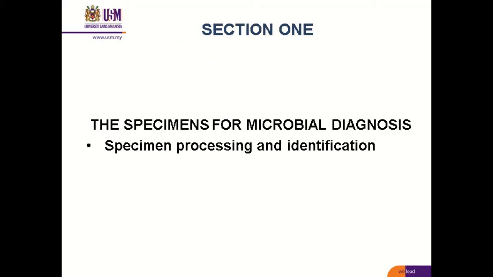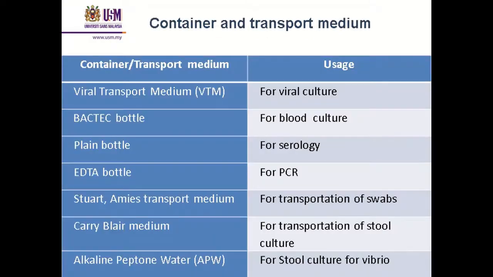Section 1 is specimen processing and identification. As we all know, the quality of the results depends very much on the quality of the specimen which the clinicians send to the lab. So, when the clinicians want to order a test, they should know what type of container or transport medium they should use to send the sample.